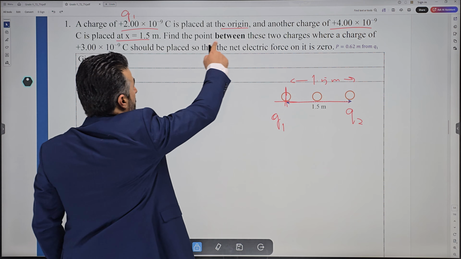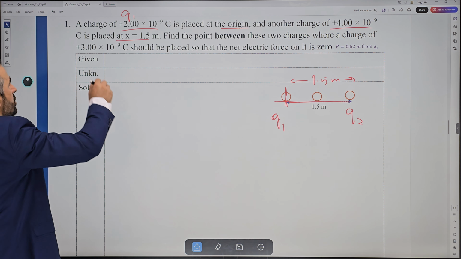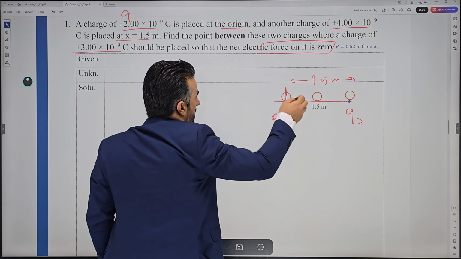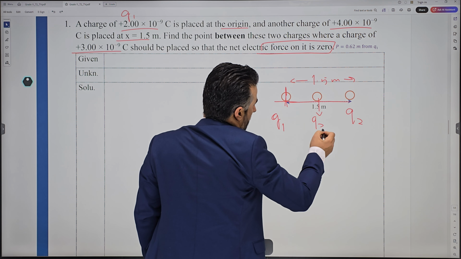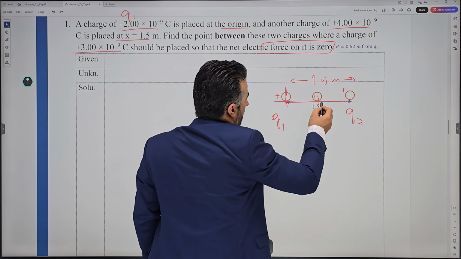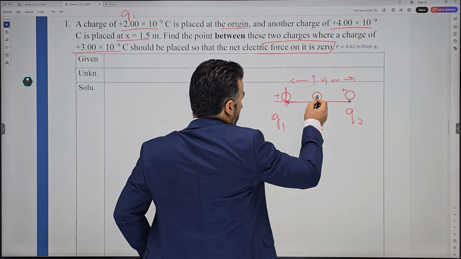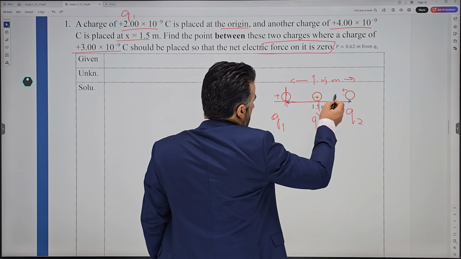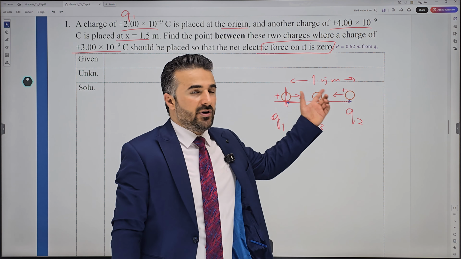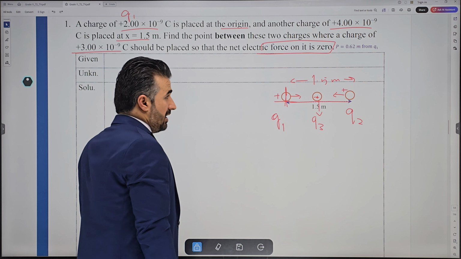So we find the point between these two charges, where exactly a charge of +3 should be placed so that the net electric force is 0. Where can we place the third charge, Q3, between these two charges? You can see all of these charges are positive this time. This charge is trying to push the third one away, and this one is also trying to push it away. So at some point these forces are equal in magnitude and opposite in direction, so the charge will be at equilibrium. What is the first step you need to do?